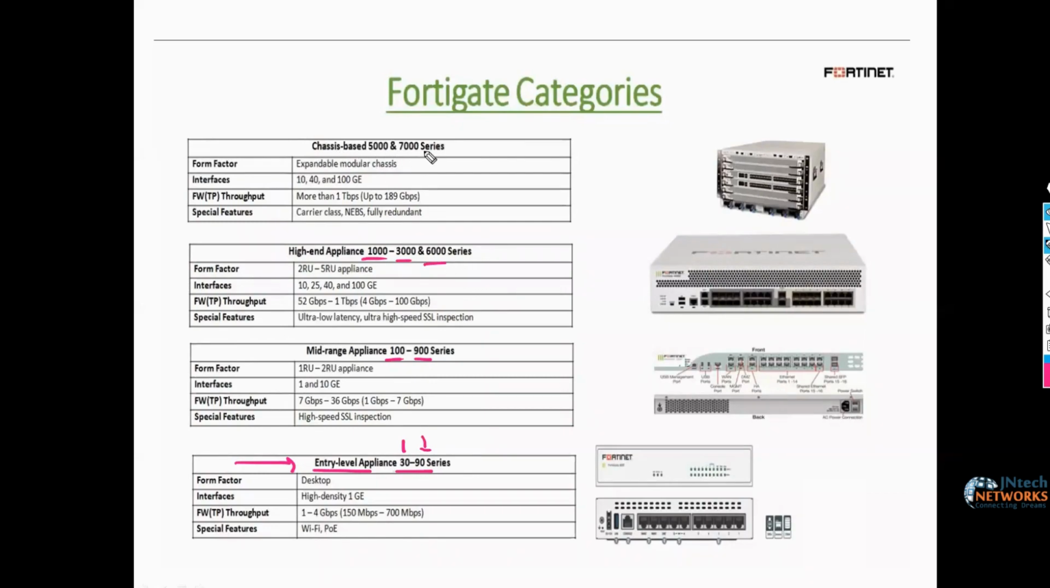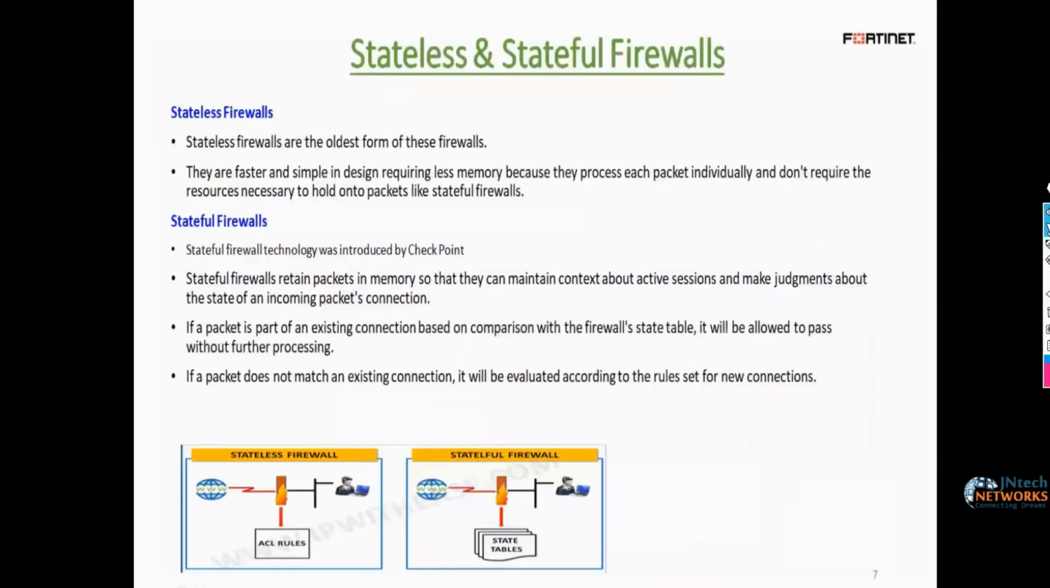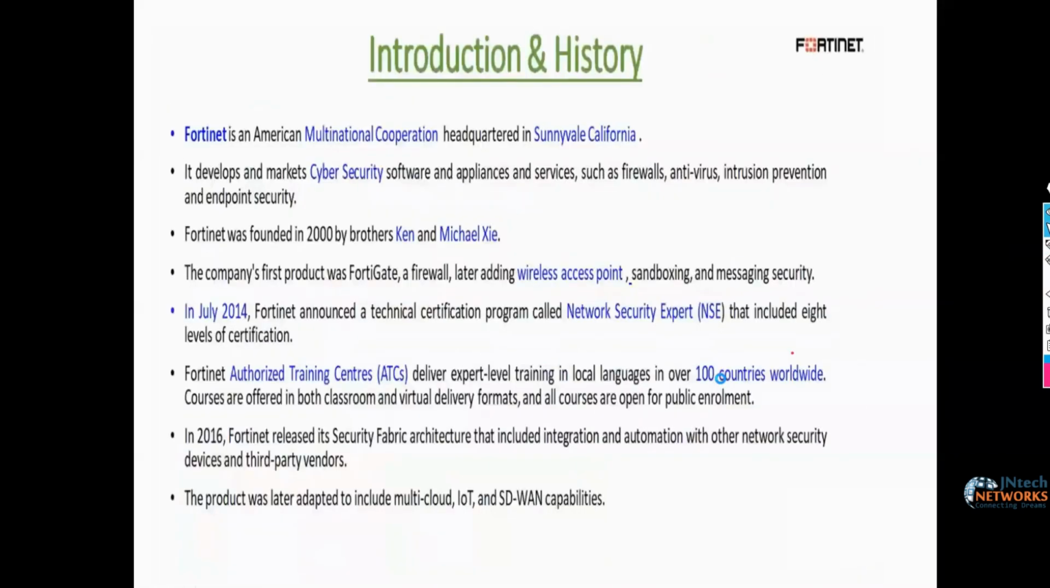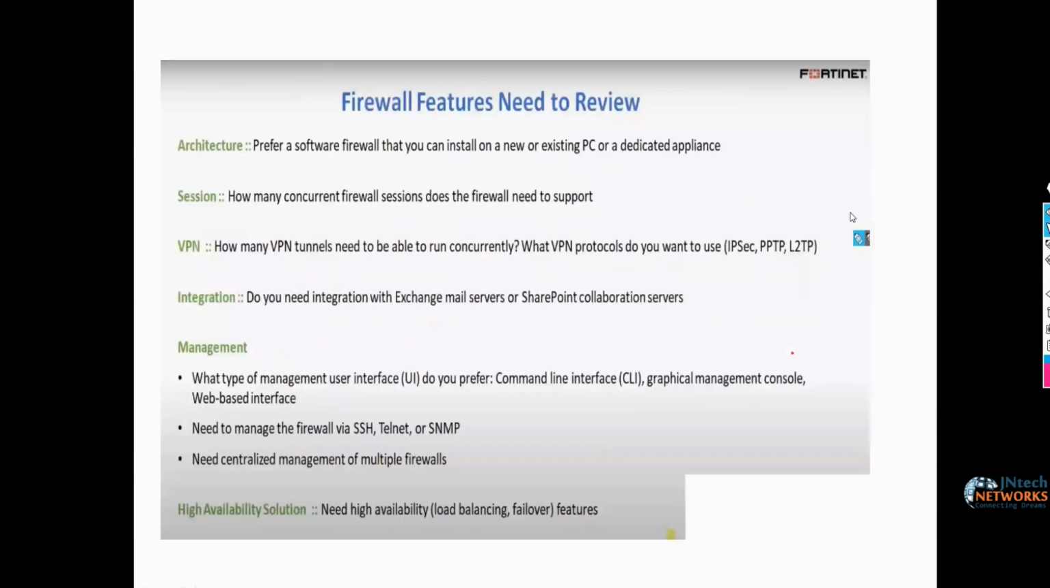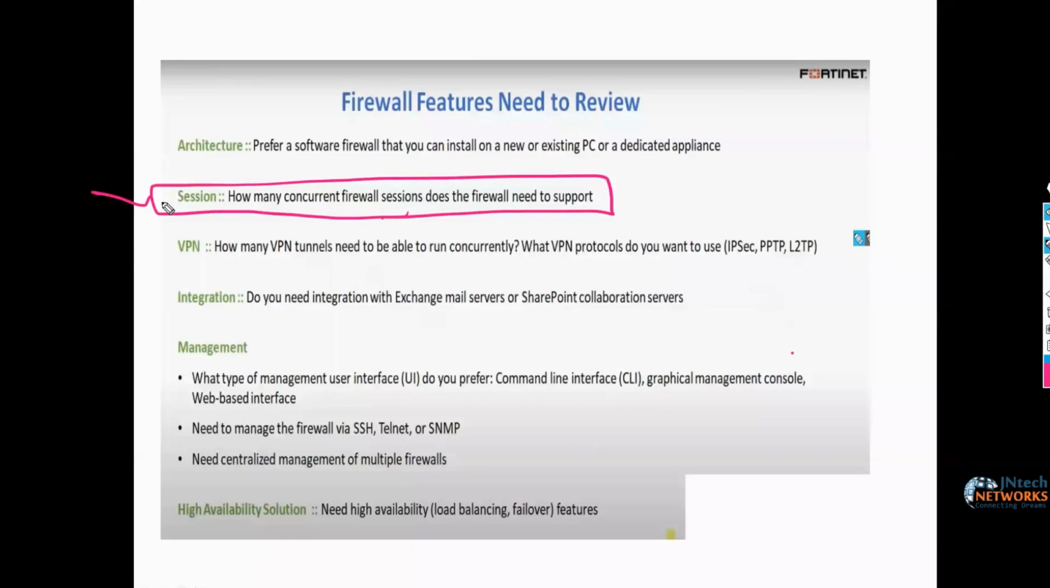So in case I'm working in a big organization, I cannot go with the entry-level firewall box because we have limited resources, limited CPU, RAM, storage. So number of stations is important, okay? In case you are working with a big organization, you need to go with the high-end or mid-range model. So number of stations: how many concurrent firewall stations does the firewall need to support? For this, you can check the data sheet.